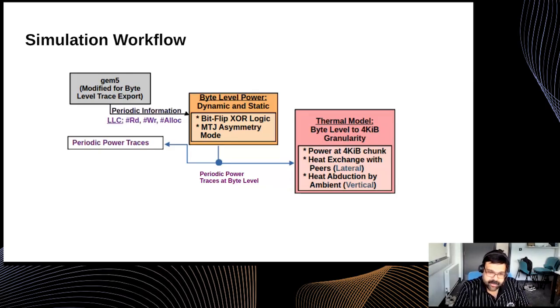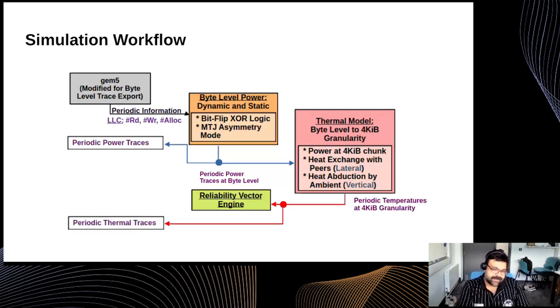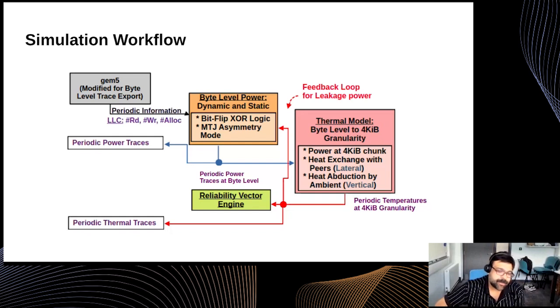These three things are the most important, as well as sufficient, to calculate the temperature of your underlying circuitry. Once we have the temperature, we send these periodic temperature traces at 4 KiB granularity to one of our models called the reliability vector engine, and also as one of our outputs called periodic thermal traces. This temperature also plays another major role by being sent to the power modeling module, which computes the static power, and you know that temperature is one of the important factors determining how much static power will be consumed.